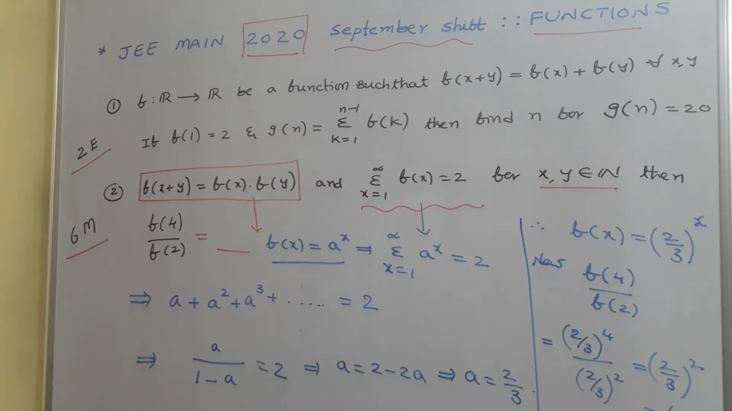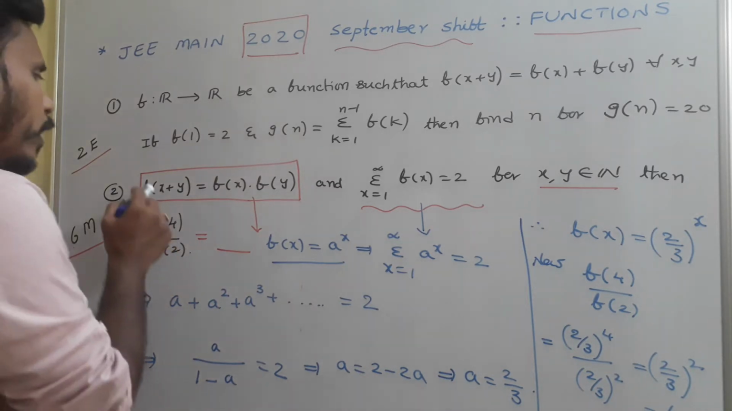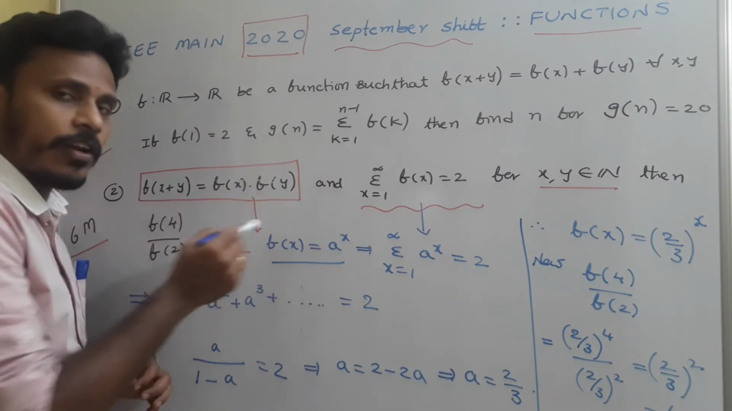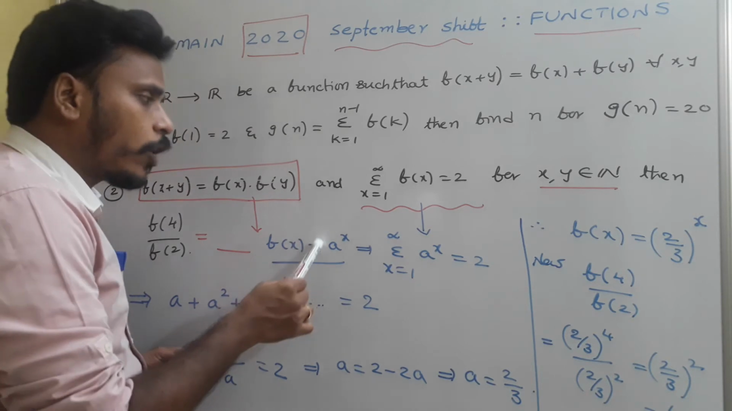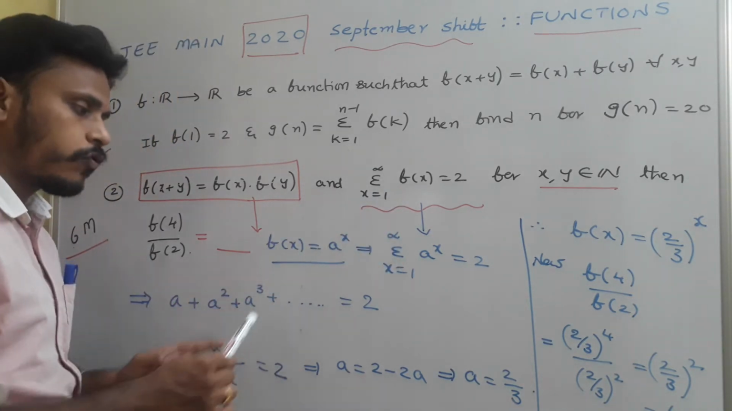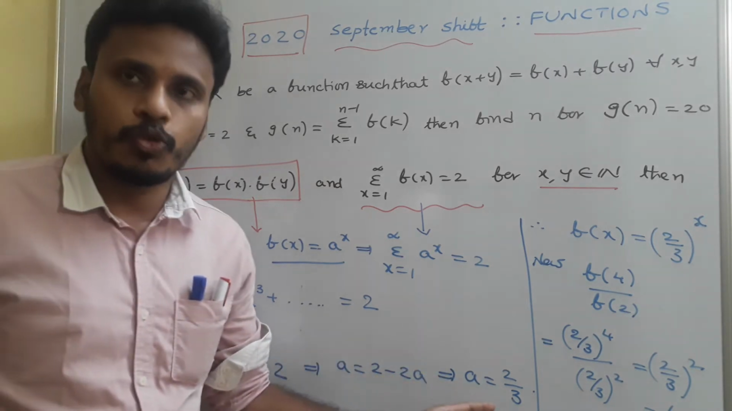Okay, just have a look. So first of all, we need to identify the form of the function from the given functional relation as a power x. Then use that a power x in the summation. Apply the sum of infinite terms of GP. You found that a is 2 by 3.